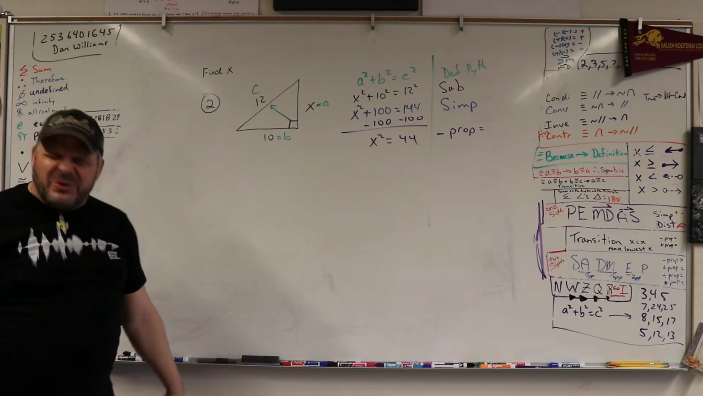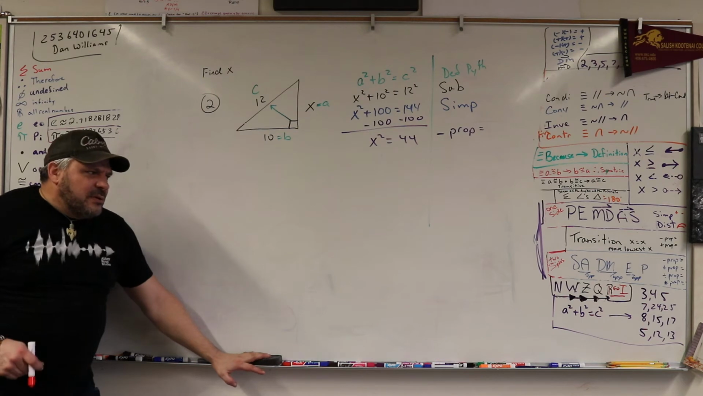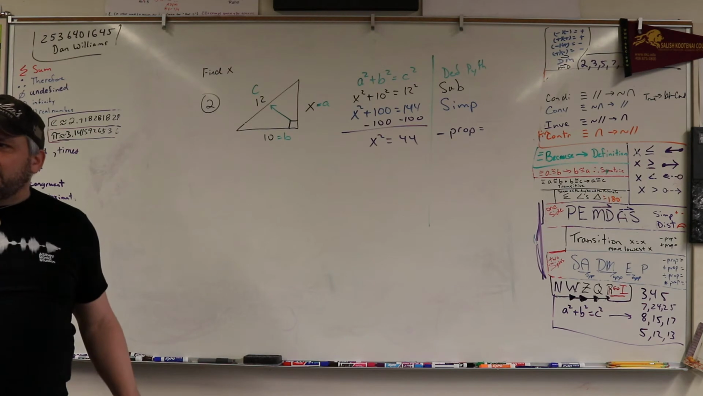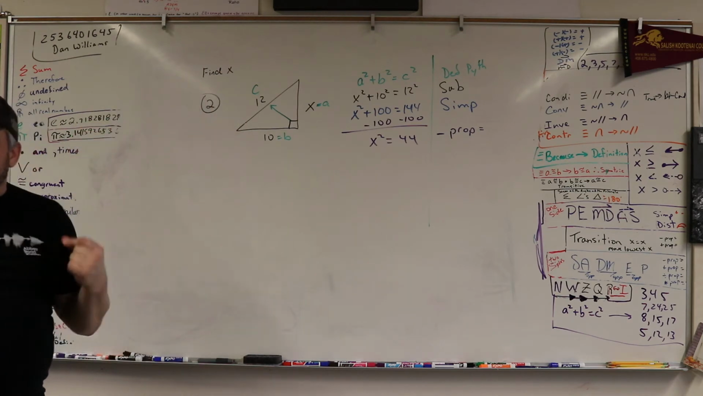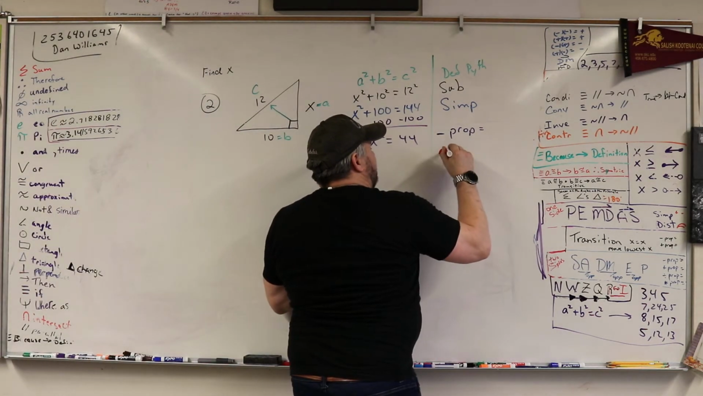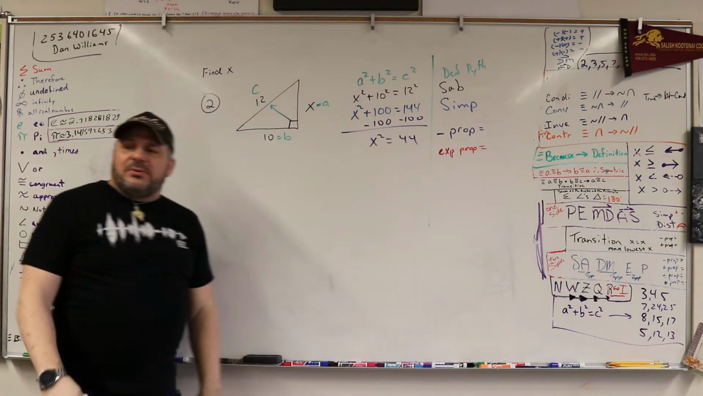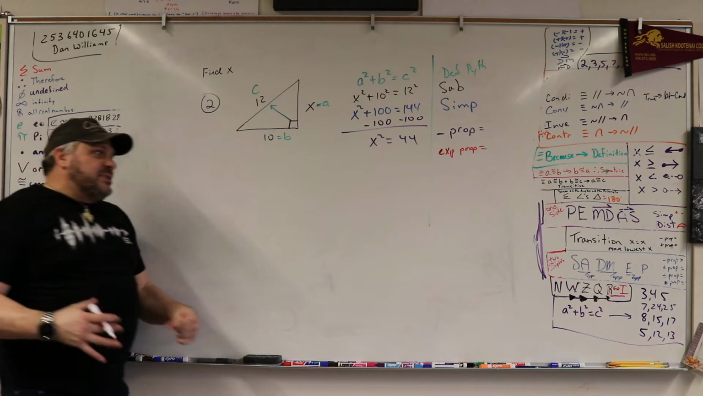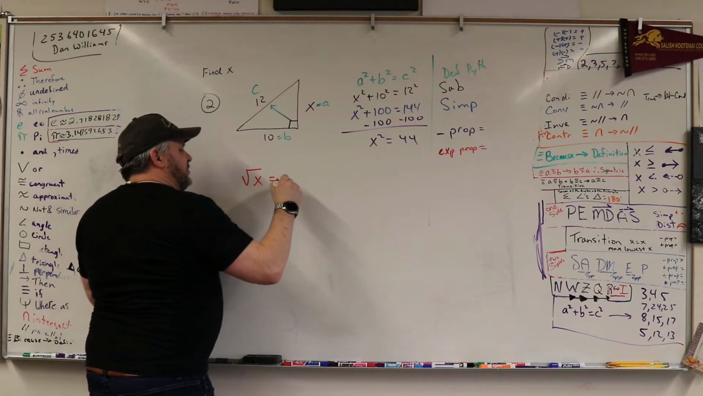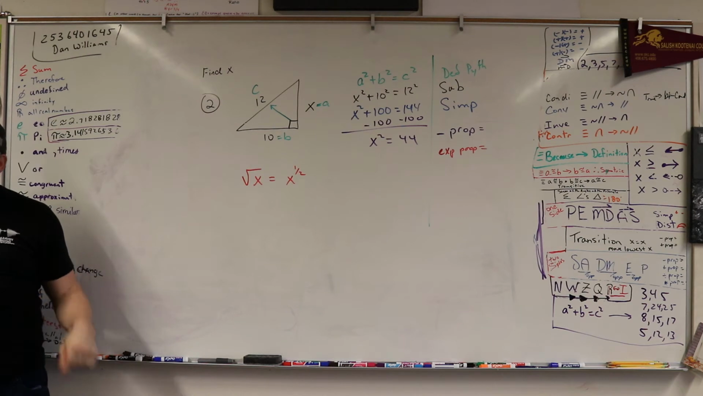What is it called when we're doing, instead of subtraction property of equality, division property of equality, the exponential property of equality, okay? So the exponential property of equality, okay? So what we're doing is we're saying, hey, the square root of x is equal to x to the 1/2. That's what square root is, right?